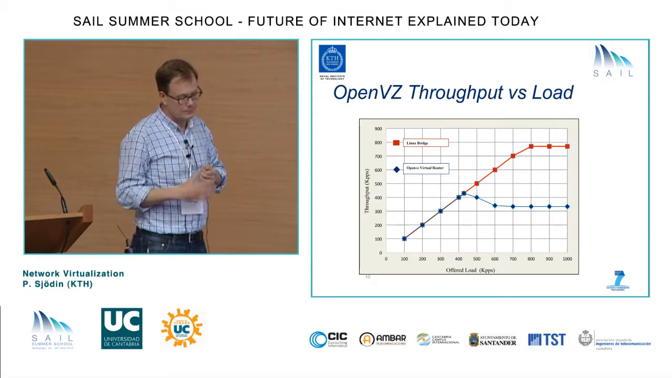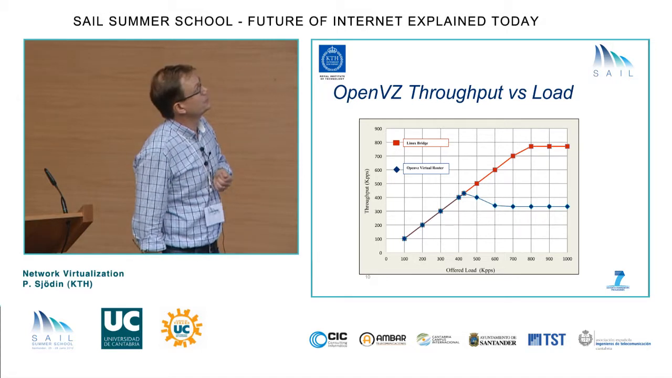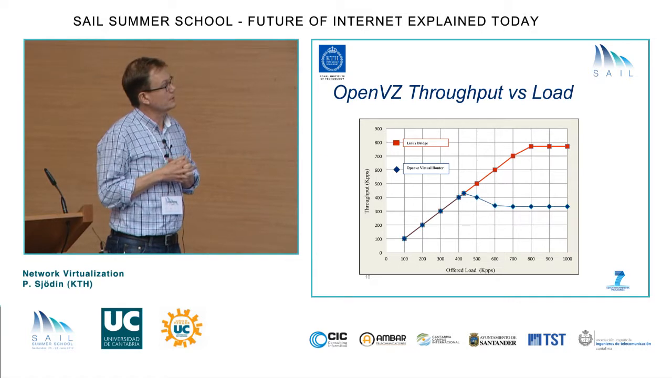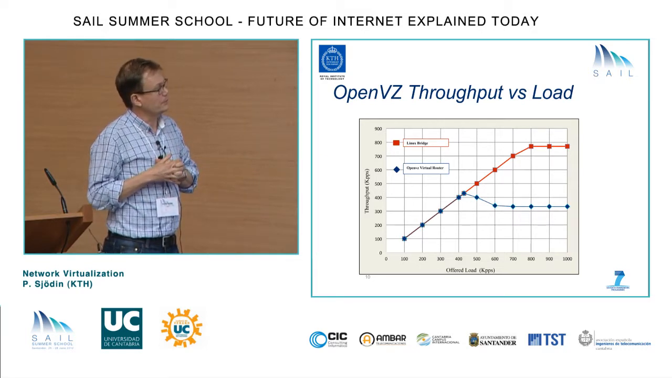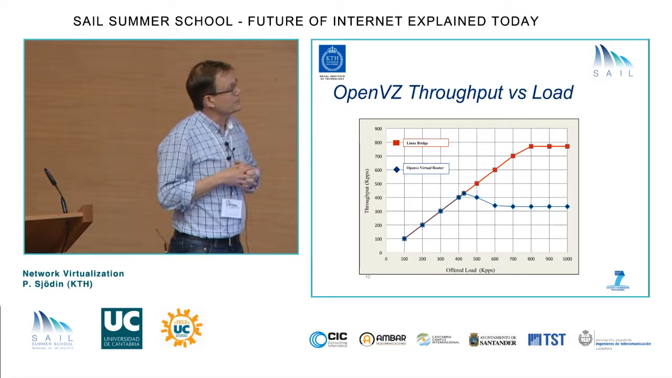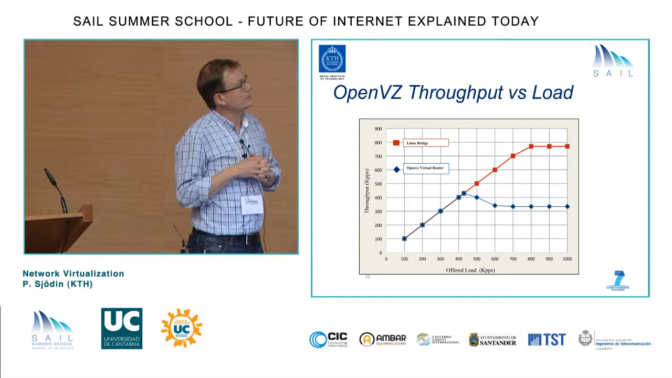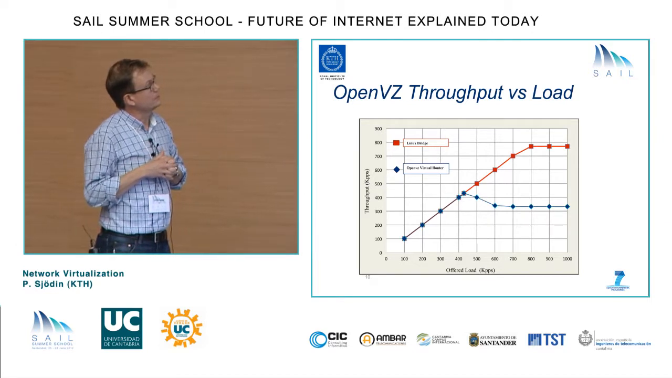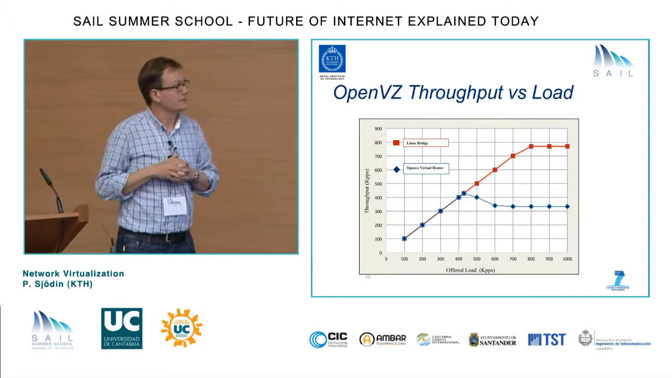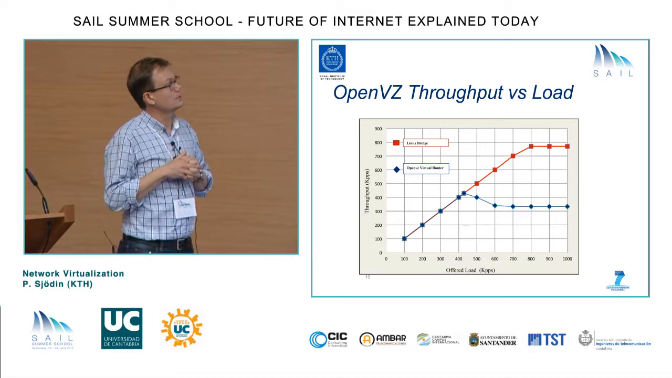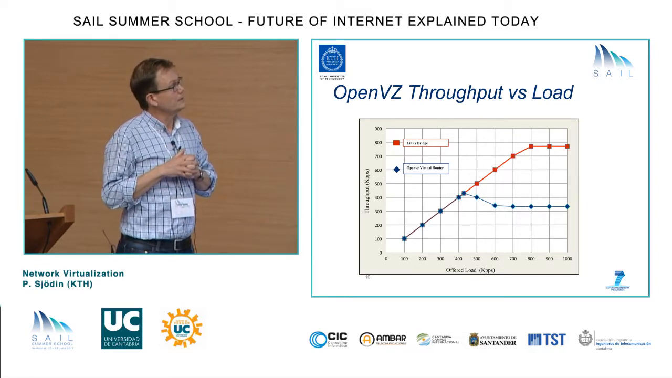The blue line, I don't have my laser pointer now, the blue line shows the throughput in terms of 1,000 packets per second, versus the load, so the number of packets per second that we are inputting to the system. You can see that it follows a straight line, which means that it can deal with all the traffic that we are putting into the system up to something like 400,000 packets per second. And after that, the performance starts dropping.